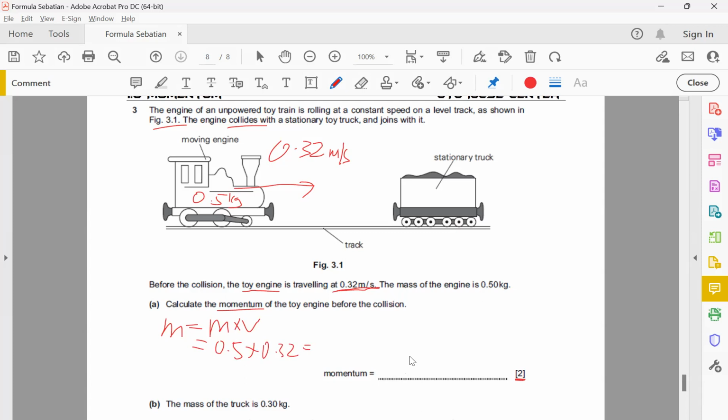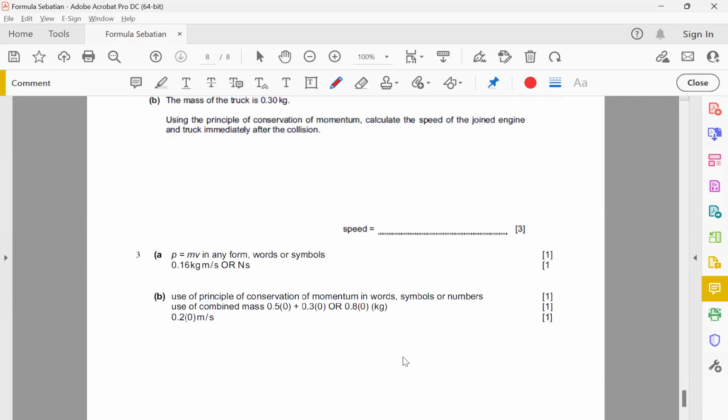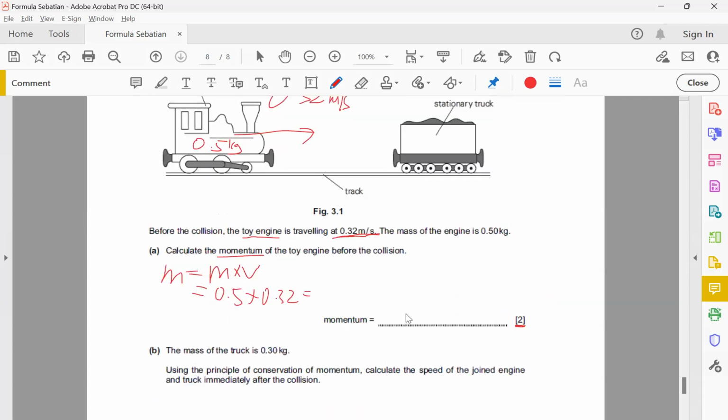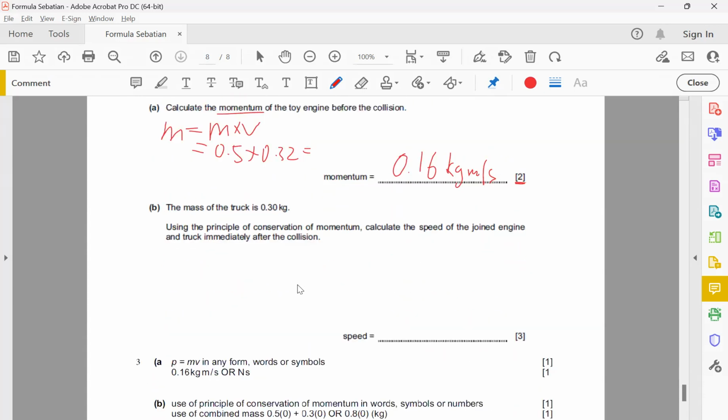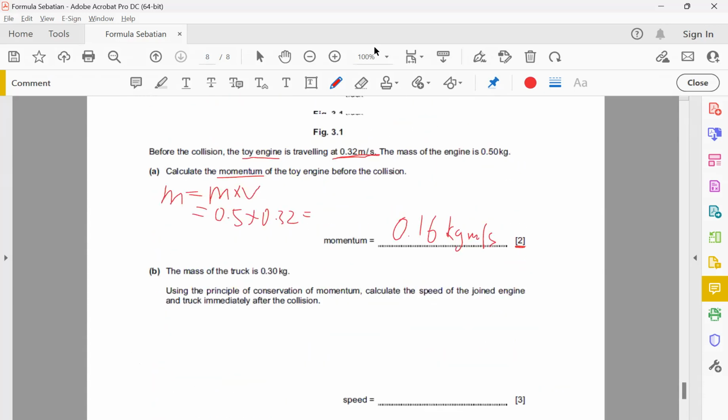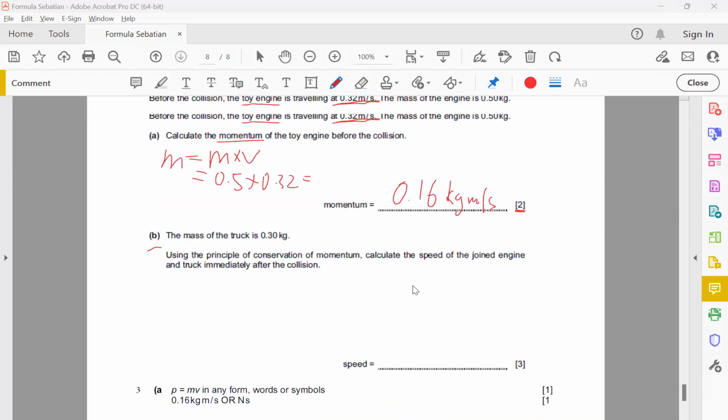I think it'll be 0.16, is it? 0.16, yeah. kg meters per second. Yes. Chinyan, you got this one right, should be easy. Then this one here is the one that most likely you did not get. Did you get this one? The B for the speed? 0.2. Oh, very good. That is correct.